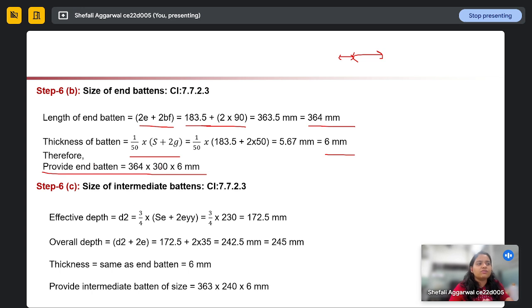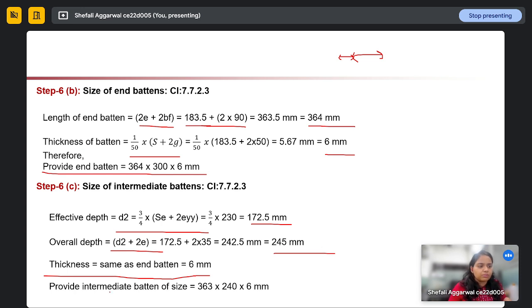In a similar way, we will design our intermediate battens. For intermediate battens, our effective depth formula is different from that for the end batten. Effective depth is given by 3/4 of SC plus 2 EYY. That will give us 172.5 mm. The overall depth will be similar again, D2 plus 2 times the H distance. The H distance is the same as we calculated before, coming as 245 mm. And the thickness we are taking the same as we calculated for our end batten. It is safer to keep all the thicknesses of battens the same.